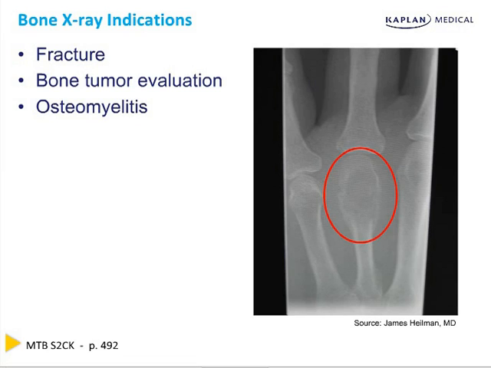Osteomyelitis is an infection of the bone, and classic X-ray findings can help make the diagnosis, as we will discuss on the next slide. Finally, in an emergency room setting, you must be prepared to order a skeletal survey, which is basically a series of X-rays that evaluate all the bones in the body. There are two classic patients that you may encounter on your Step 2 CK exam that require a skeletal survey.